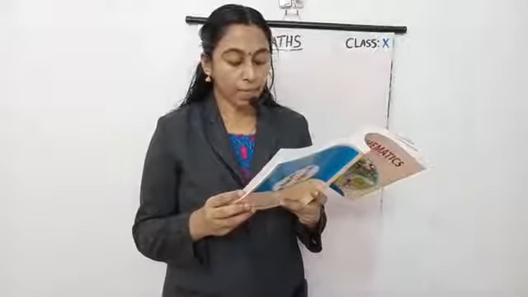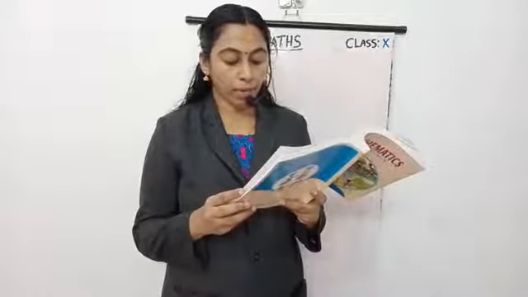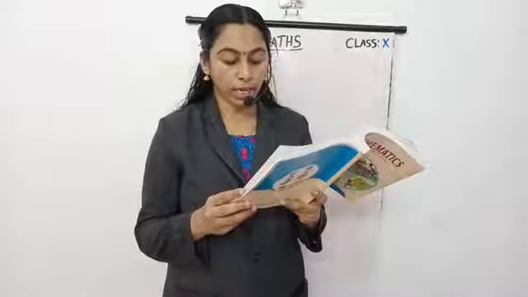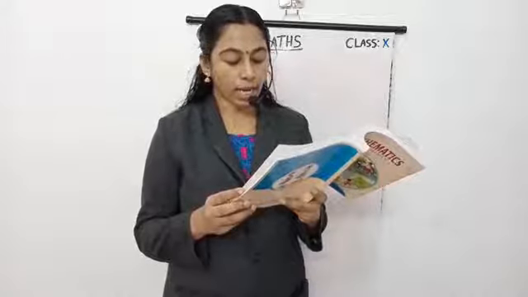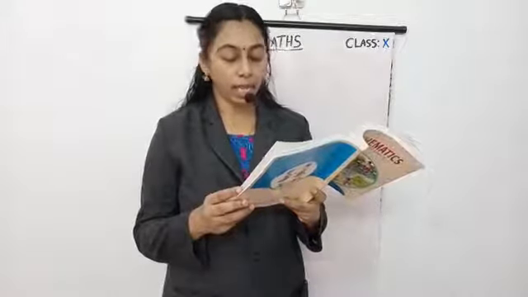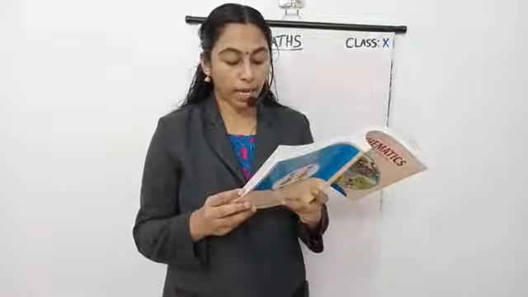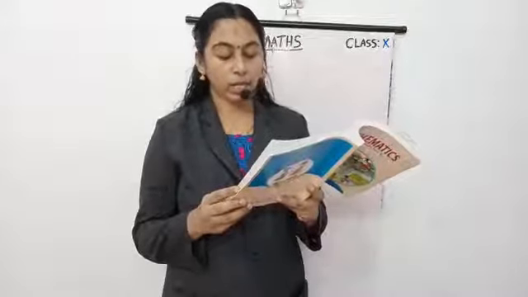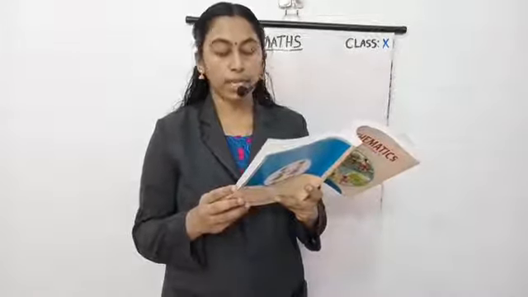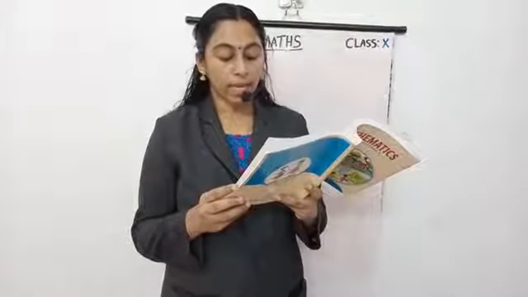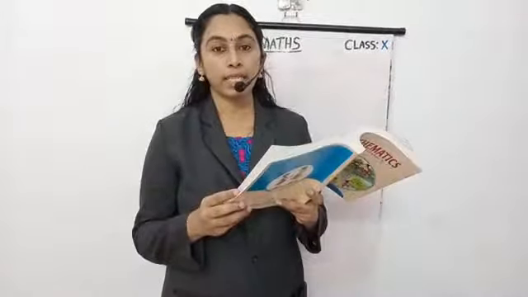Next, question 3. If tangents PA and PB from a point P to a circle with center O are inclined to each other at an angle of 80 degrees, then angle POA is equal to option A 50 degrees, option B 60 degrees, option C 70 degrees and option D 80 degrees.